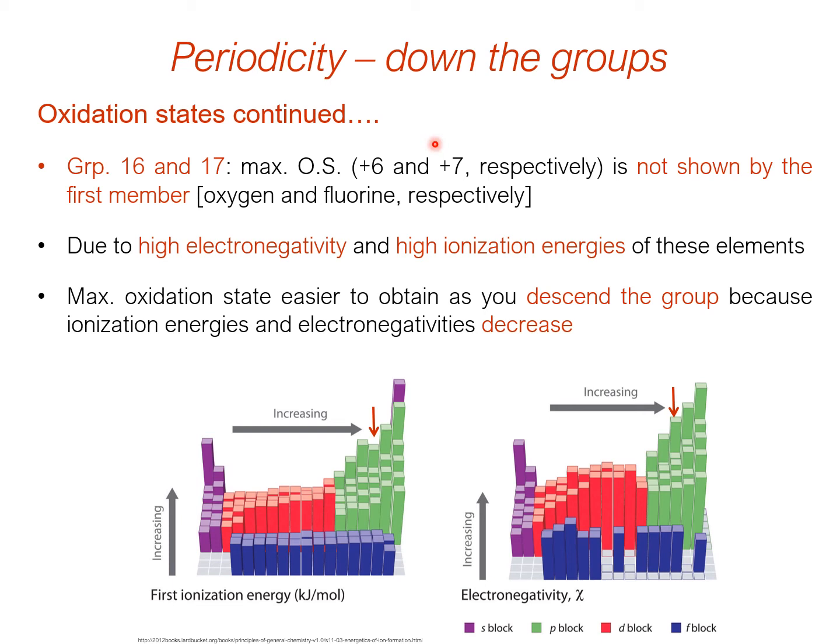So now looking at groups 16 and 17, this is where the inert pair effect doesn't happen. The maximum oxidation state isn't shown at the top of the group, so oxygen and fluorine. This is because they've got really high ionization energies and really high electronegativity. So getting to +6 and +7 just isn't possible. We've seen with fluorine even that only -1 is possible because it's got such a high electronegativity. Notice as we descend the group, for these two groups, the maximum oxidation state is easier to obtain, and this is because the ionization energies and the electronegativities decrease.